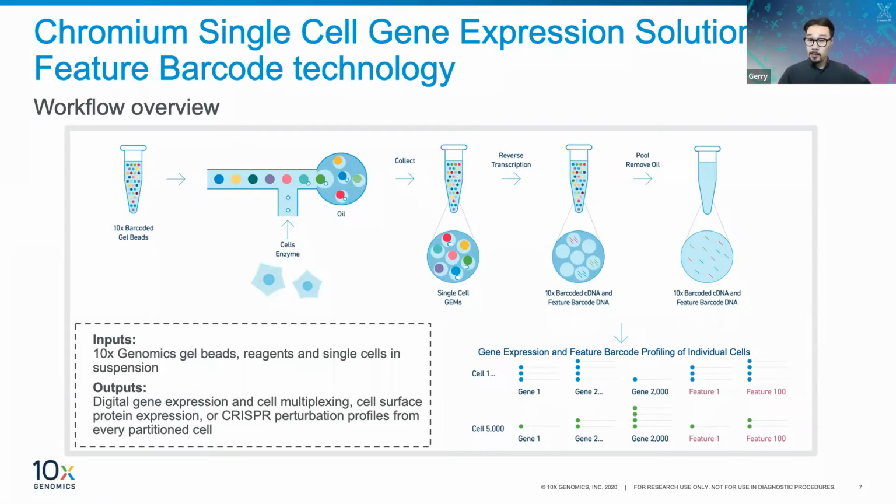The final library constructs are then sequenced, and the 10x barcodes are used to associate individual reads back to individual partitions and to each individual cell. The resulting output you get is a digital single cell gene expression profile with information on your feature of interest, such as CRISPR perturbations or cell surface protein expression.